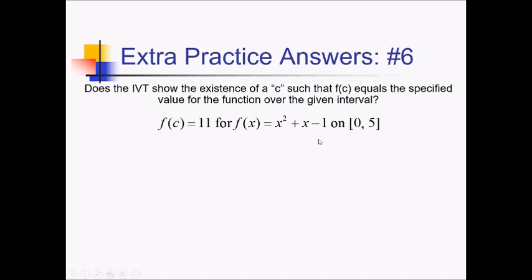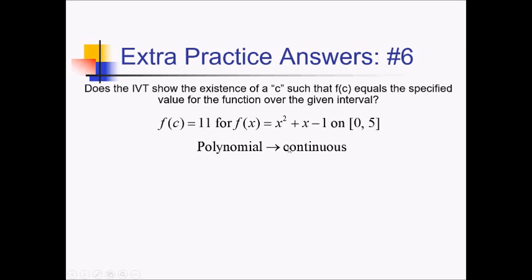First off, we need a continuous function, at least on the interval in question. We have a polynomial that's continuous everywhere and known to be so, so we've got continuity established. Next, we have to show that the c value we're looking for, or rather the f of c value, 11, falls between the starting and ending y values on this interval. So we need to figure out f of 0 and f of 5 and see if 11 is between those numbers.